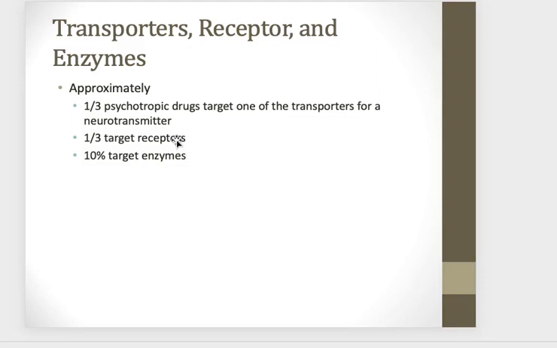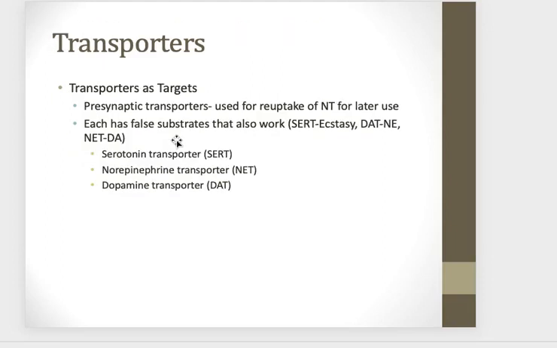All right, neurotransmitters, receptors, and enzymes. So one third of psychotropic drugs target one of the transporters for a neurotransmitter. One third of them target the receptors, and about 10% target enzymes. So you can see there's a mixture, which is good because not everybody responds the same to each medication. Using transporters as targets, you can look at presynaptic transporters that are used for the reuptake of neurotransmitters, so we can block that reuptake and leave more neurotransmitter in the synaptic cleft.